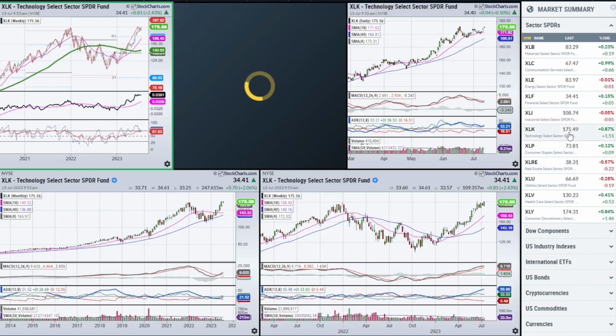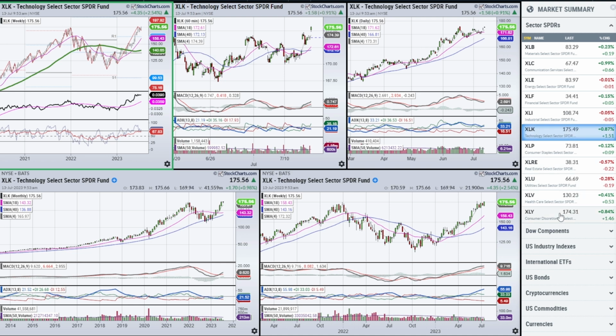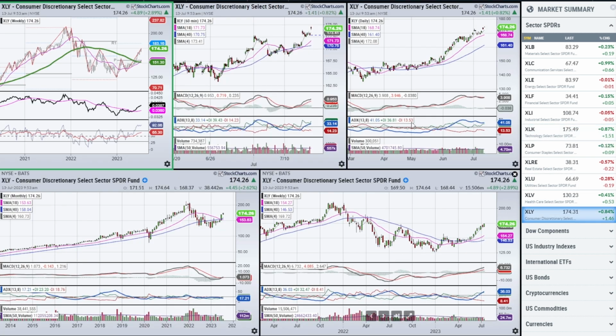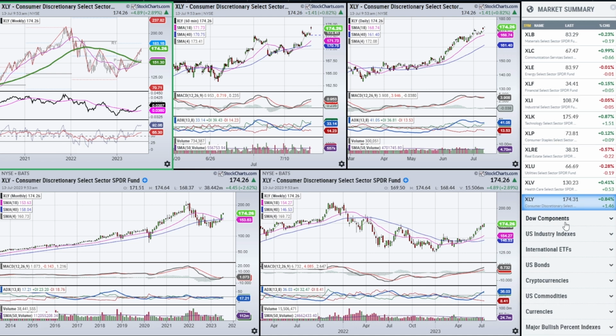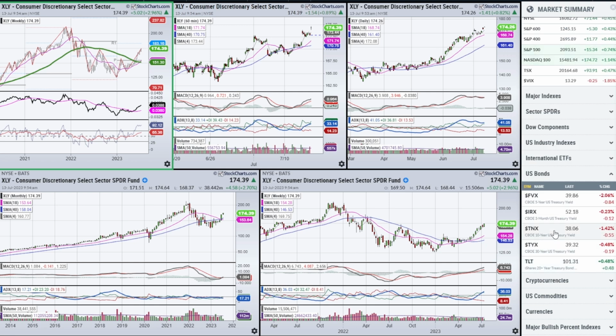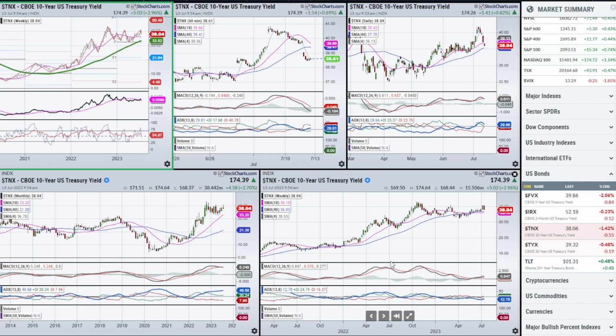Still seeing leadership out of both technology and consumer discretionary right now. Until those break their 18-day lines, most likely we're going to continue to see those relative strength lines keep moving. Let's go really take a quick look at the TNX, which is the 10-year.